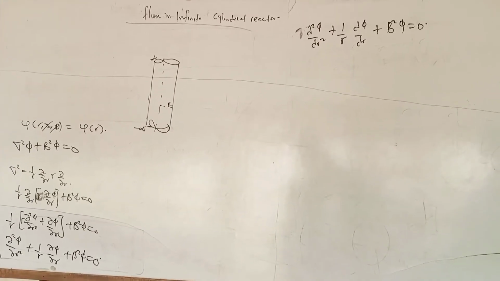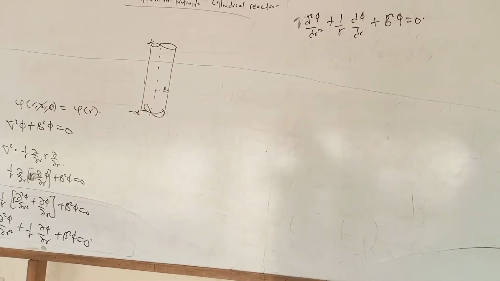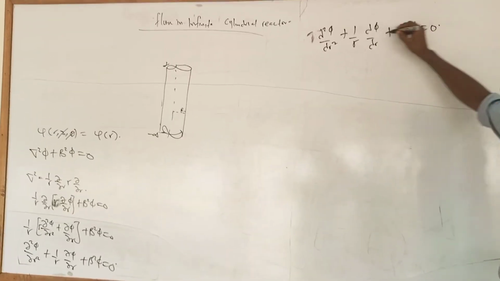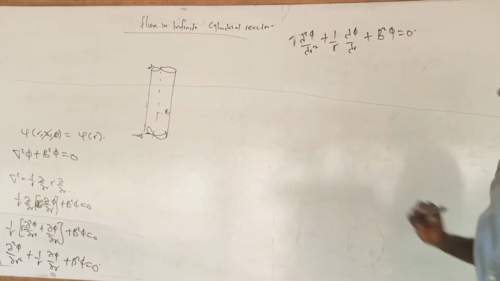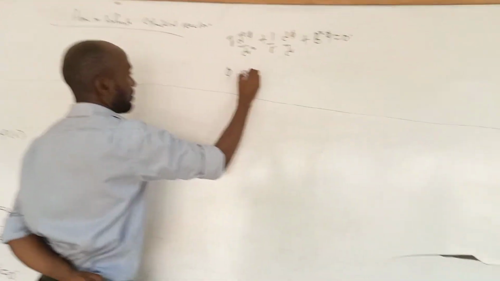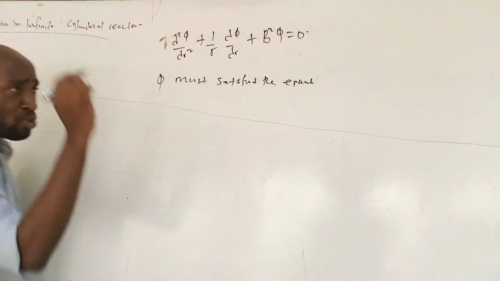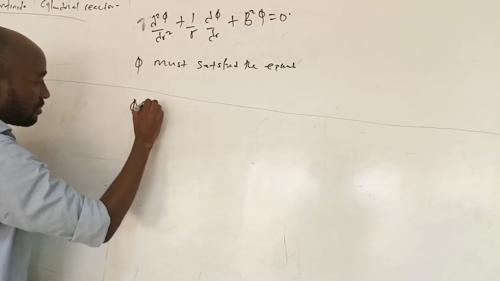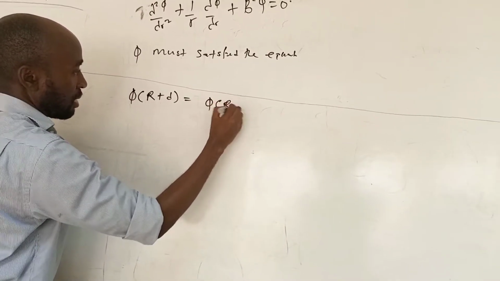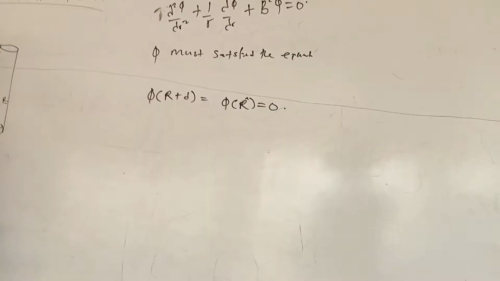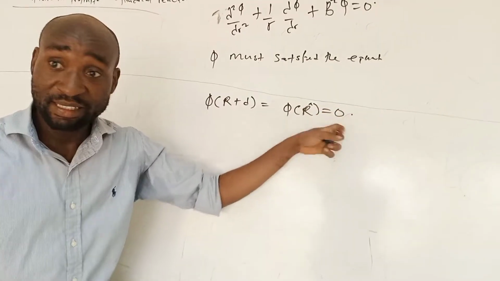Now, we've not seen this one before. Apart from this, the phi must satisfy this equation. It must also satisfy the boundary condition. Apart from that, phi must satisfy this equation, it must also satisfy that phi at r equal to the extrapolated radius R must also equal what? 0, the boundary condition.